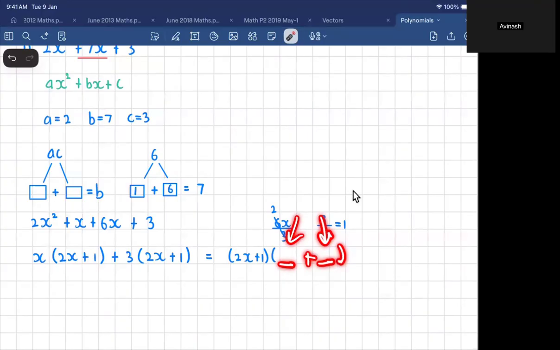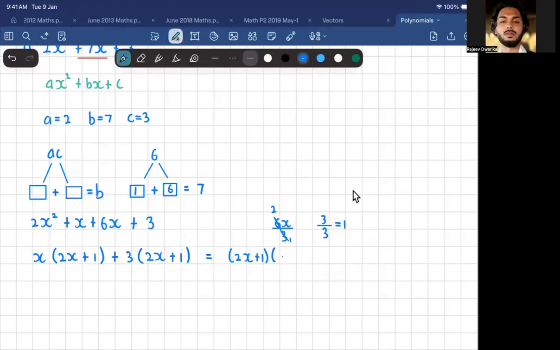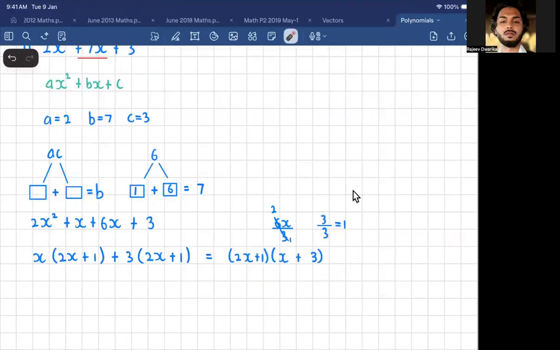x plus 3. Yes, x plus 3. Great. Because if I pull out 2x plus 1, that means I'm dividing by 2x plus 1. That's going to leave me with x. Same thing over here. I'm dividing by 2x plus 1. It's going to leave me with 3. So altogether, just x plus 3. And that's the answer. 2x plus 1 by x plus 3. You have your answer there. You go with that?